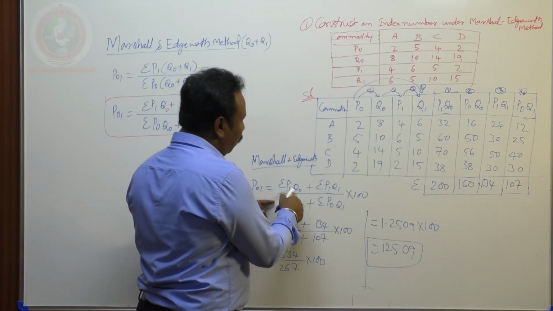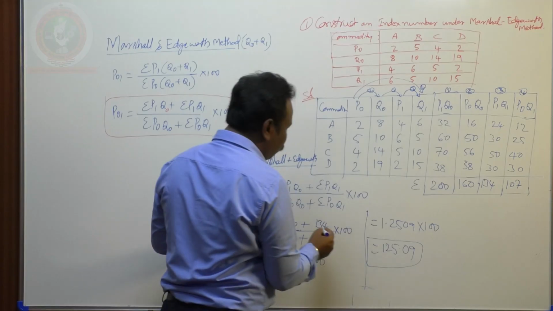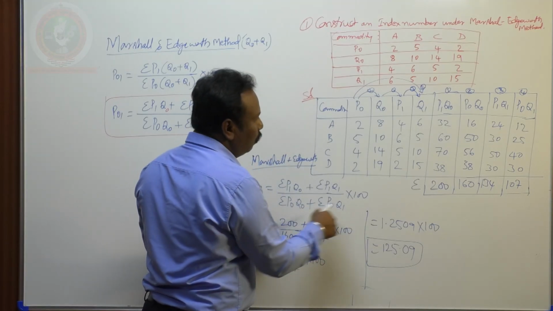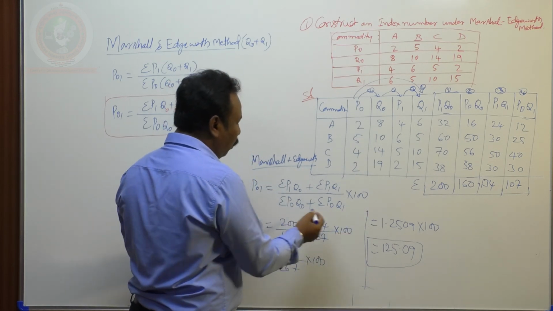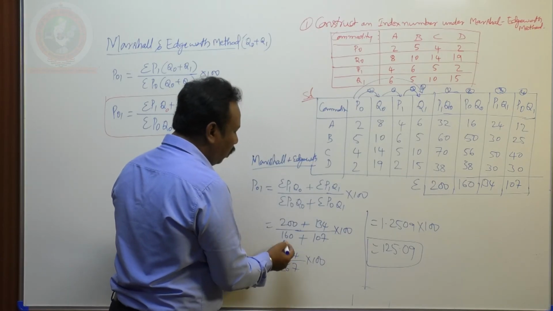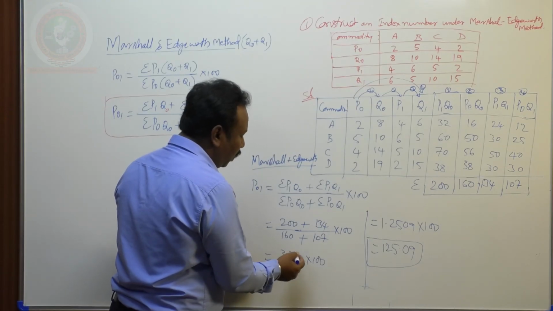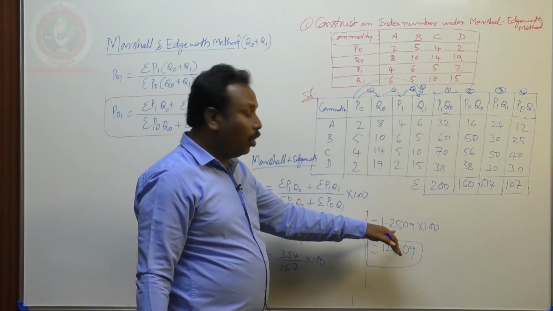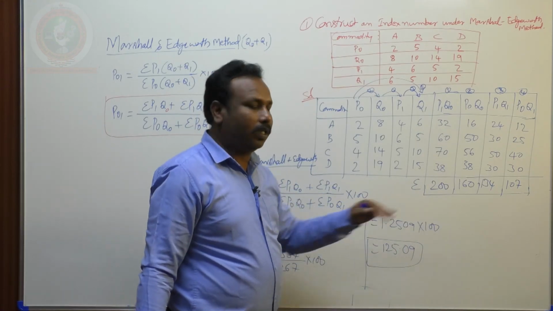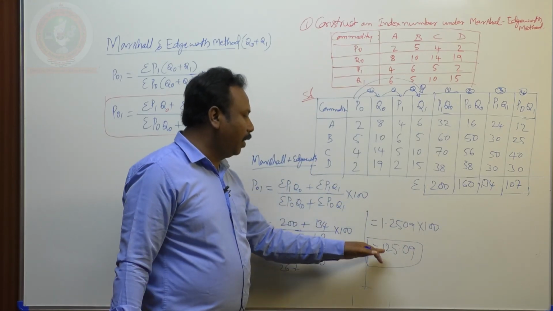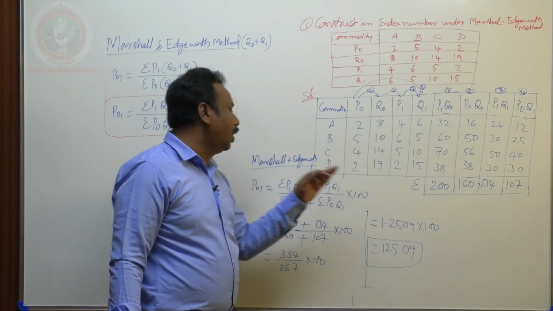So, summation of P1 Q0 is 200 plus summation of P1 Q1 is 134, divided by P0 Q0 is 160 plus P0 Q1 is 107, into 100. 200 plus 134 is 334, divided by 160 plus 107, 267, into 100. So, simplify this: 334 divided by 267, that is 1.2509, with multiplication of 100. Then 100 multiplied, that is 125.09. So, this is the index value under the Marshall method.